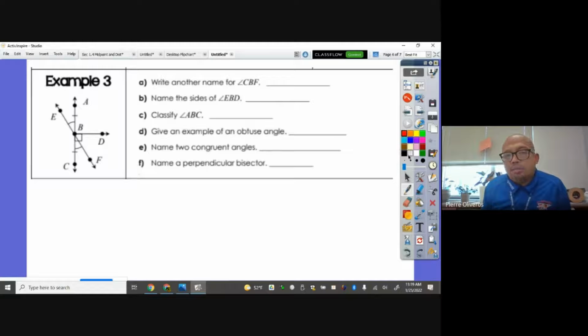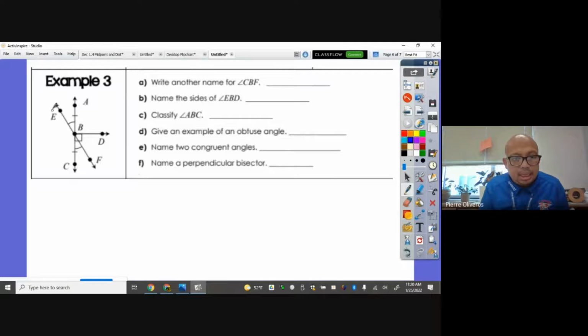Write another name for angle CBF. Another name for angle CBF could be FBC. I cannot name it just angle B. You cannot just do angle B because angle B could be this, could be that, could be this, could be that. There are multiple angles here that B is associated with, so I cannot use B alone here. I have to be specific. FBC. Okay. All right.